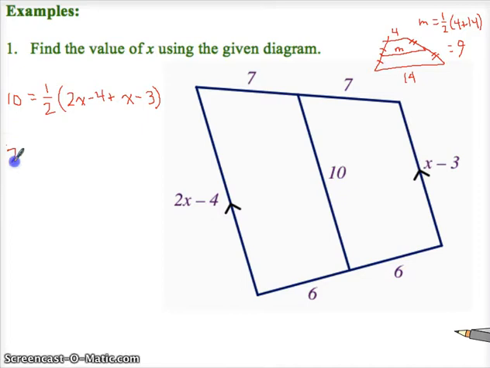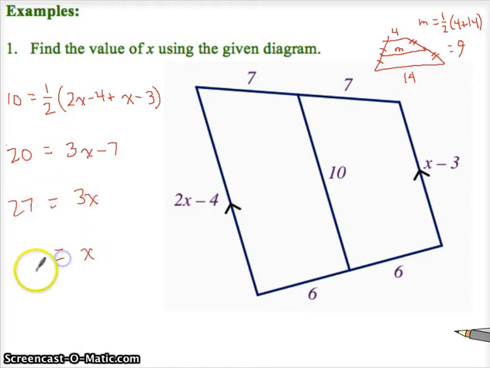To get rid of this half, I kind of like doing this. Multiply everything by 2. Let's combine these while we're at it. 3x minus 7, so 3x is 27, x is 9. Great.